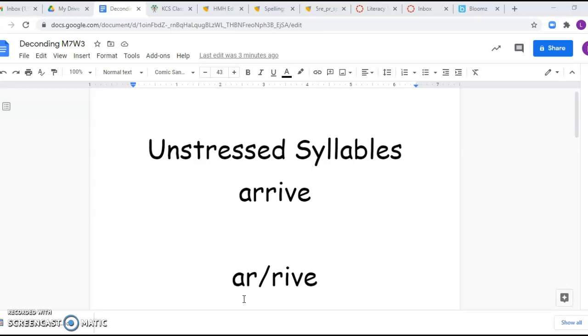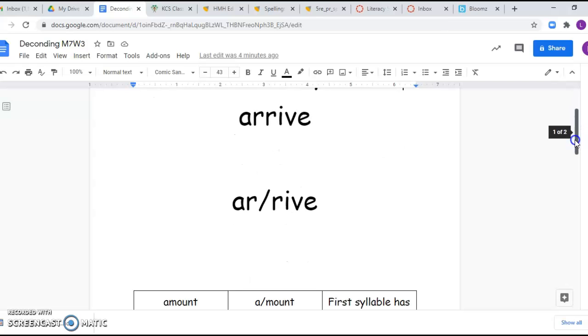When we look at this unstressed syllable, it can appear in any part of the word. It can appear in the beginning of the word, the first syllable of a word, the second syllable of the word, and even sometimes, if there's more than two syllables in a word, it could appear in a middle syllable. So now I'm going to show you some different examples of how it can be in the first syllable, the middle syllable, and also the last syllable. I'm going to move my screen down, and let's remember our focus today is looking at unstressed syllables, and we're also incorporating that schwa sound in words.